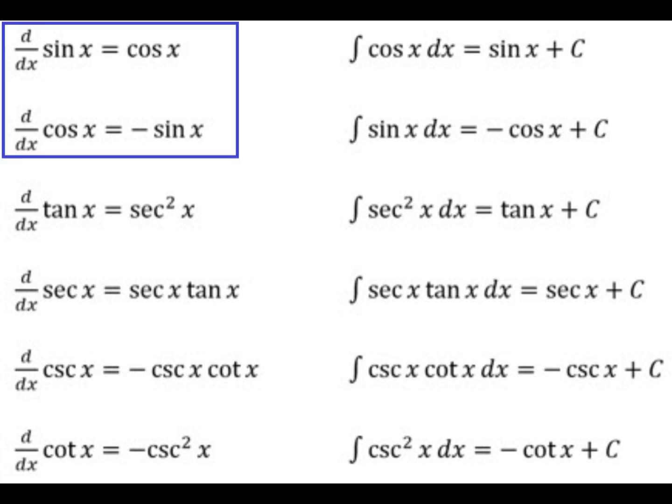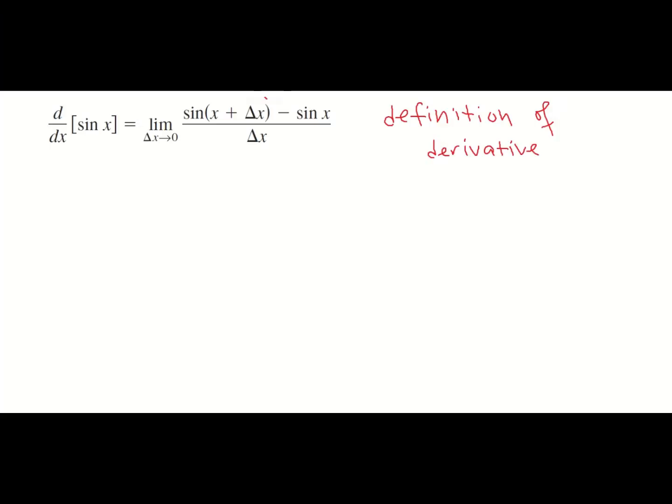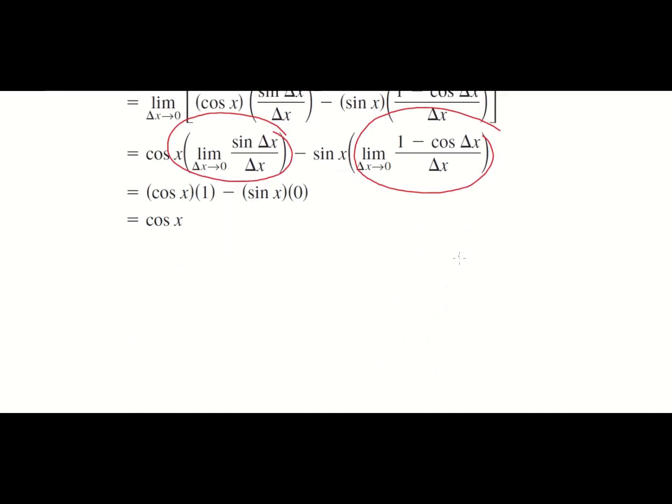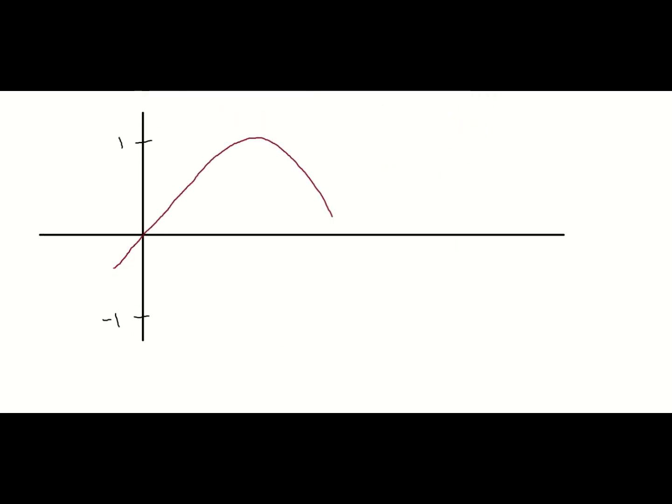The good news is, they're pretty easy to memorize. In this lesson, we're going to learn 2 very important trig derivatives. We can use the definition of derivative along with some trig identities and trig limits that we learned in previous lessons to prove the derivatives of the sine and cosine functions. But in this lesson, we're going to look at it graphically. A graph of the function y equals sine x looks like this.